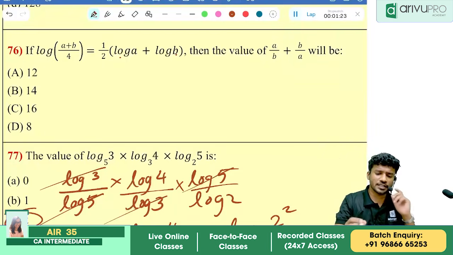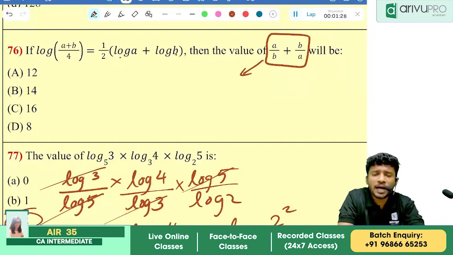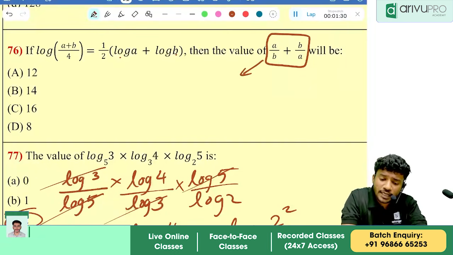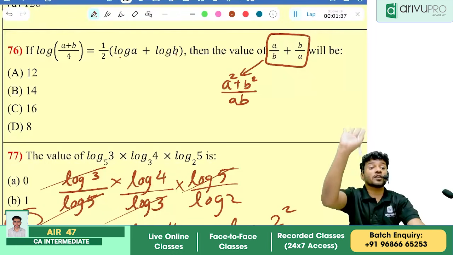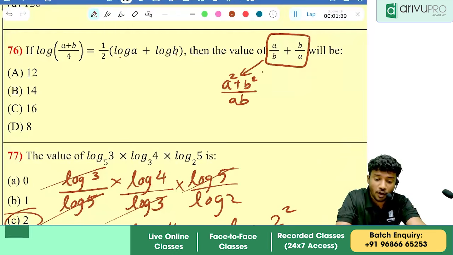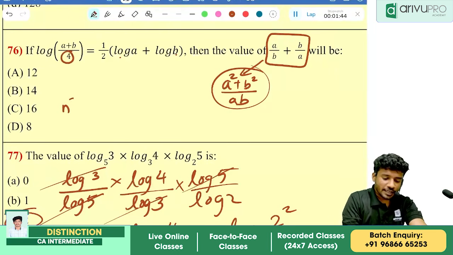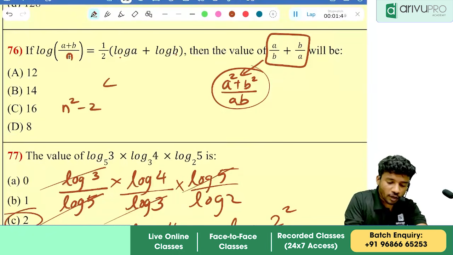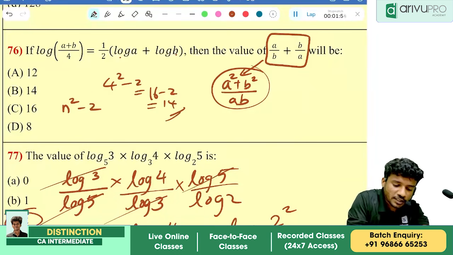Now, the shortcut method is very easy. Whenever the question is like this, that is A by B plus B by A, or I can write it as A square plus B square divided by AB, either this way or this way, the answer is always like this: n square minus 2. N square is how much over here? 4. 4 square minus 2 is how much? 16 minus 2, which is equal to 14.